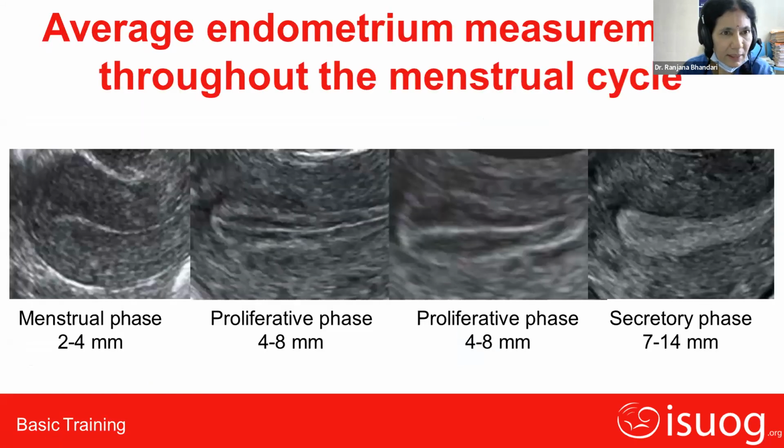Again, the average endometrial measurements throughout: it is a dynamic structure. So we have changes throughout the menstrual cycle. In the menstrual phase, it is 2 to 4 millimeter. Proliferative phase, it is 4 to 8 millimeter. Towards ovulation, it is 4 to 8 millimeter, and secretory phase, it is 7 to 14 millimeter. Normally, we should remember the endometrial thickness increases 0.5 millimeter in the proliferative phase and 0.1 millimeter in the secretory phase.